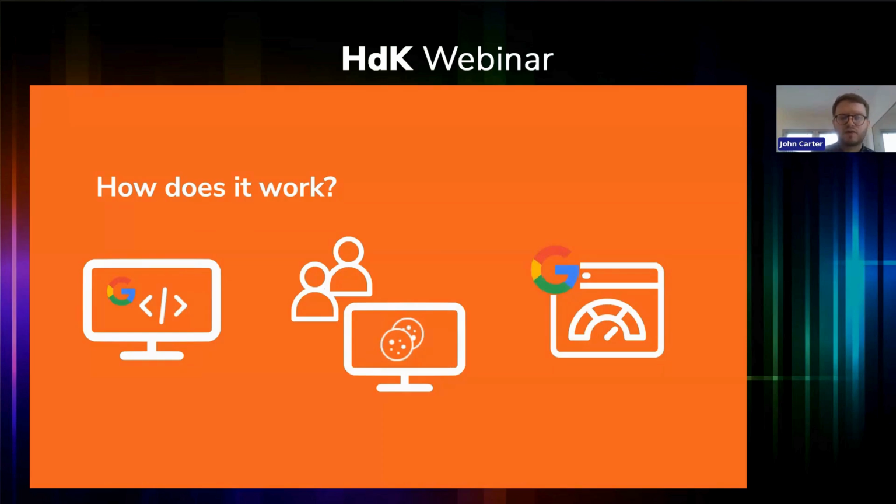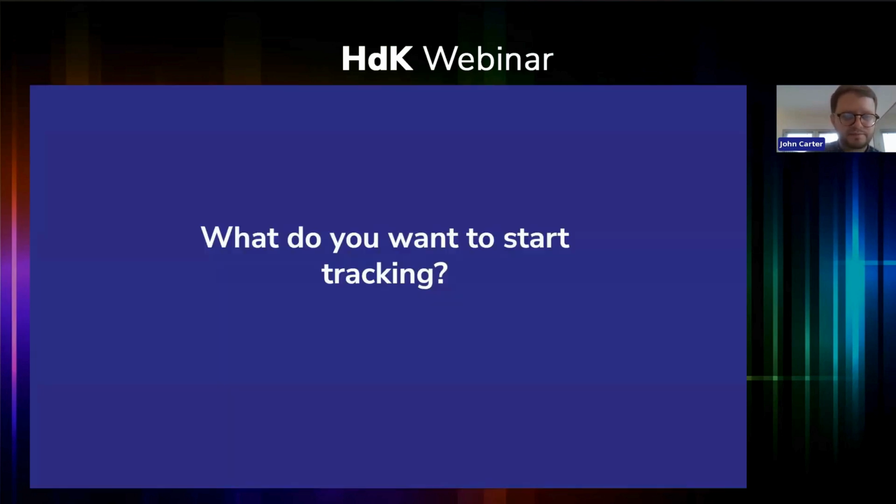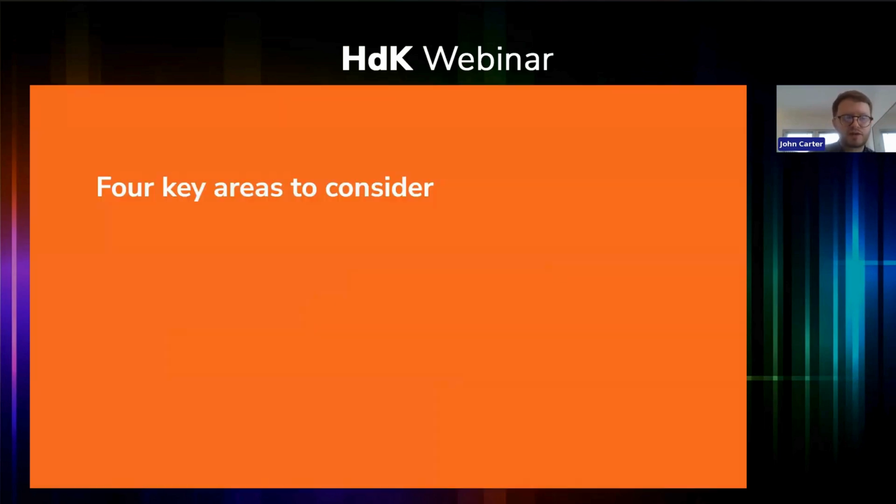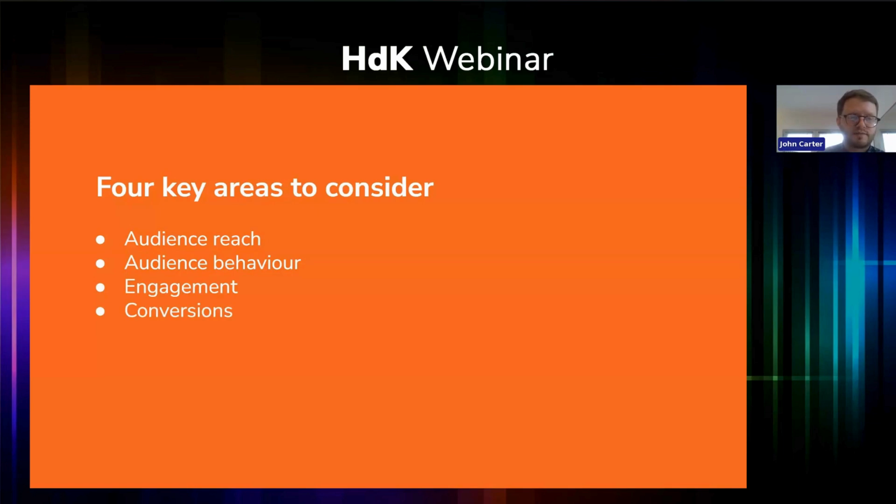So now we have an understanding of what analytics is and how it works. We can get on to what you actually want to start tracking. And there's a lot you can start tracking. It can be really overwhelming when you first get into any kind of analytics platform. So we've come up with 4 key areas to help provide a framework on how to use GA4. The first of these to consider is audience reach. We've also got audience behavior, engagement, and conversions.